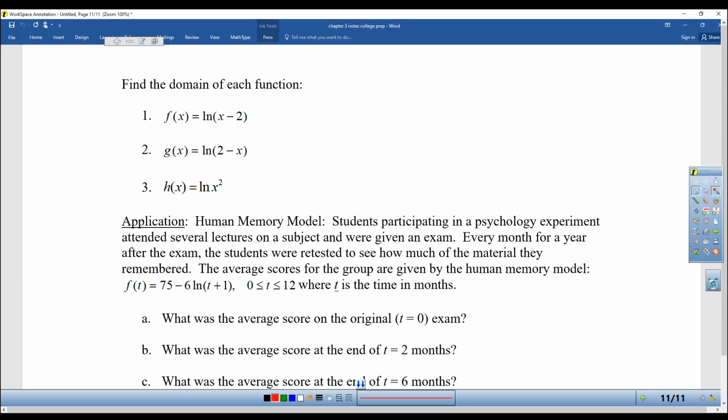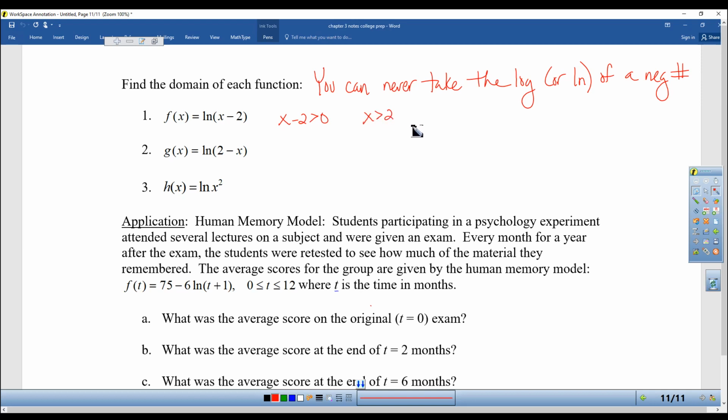Find the domain of each function. I know each chapter you keep thinking this is going to go away. It's just not. So domain, remember, you can never take the log or natural log of a negative number. So that means that this x minus 2 has to come out to be greater than 0. Okay? So we add 2 to both sides. X is greater than 2. You can write it like that, or you can use interval notation.